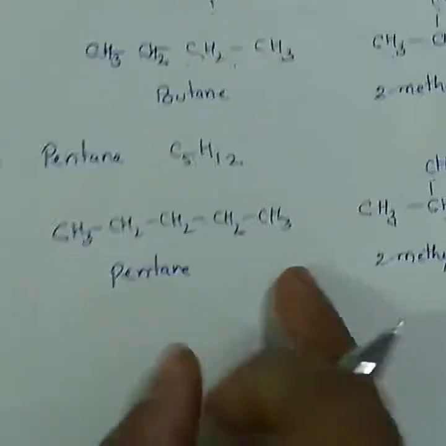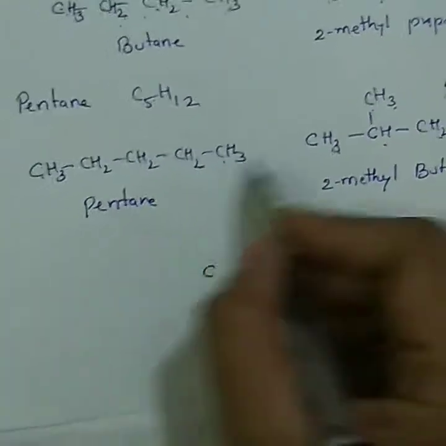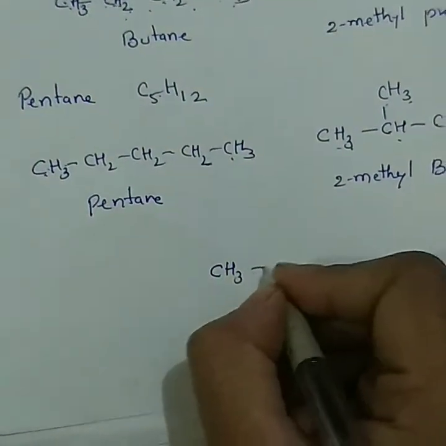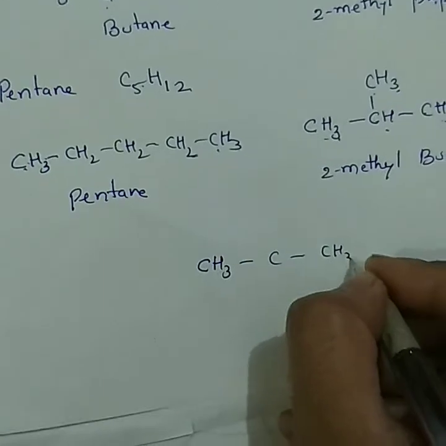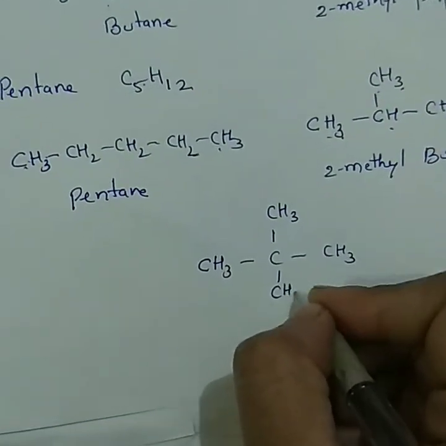Okay, one more structure can be possible for the pentane. This is a 5 carbon long chain. Now this is 4 carbon. Now I am taking the long chain with 3 carbon, and to the second carbon I am attaching a methyl group.